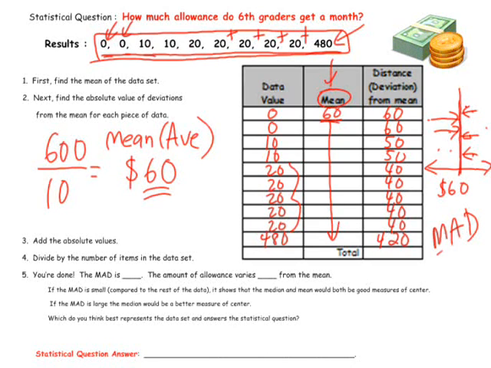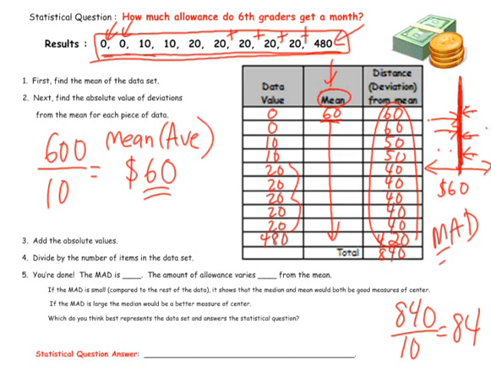What is the average distance? What's our average distance from the middle? So I'm going to add up all these numbers. And if you add them all up, you get 840. And I'm going to take 840 and divide that by the number of pieces of data. So that's 84. So the mean absolute deviation is 84.